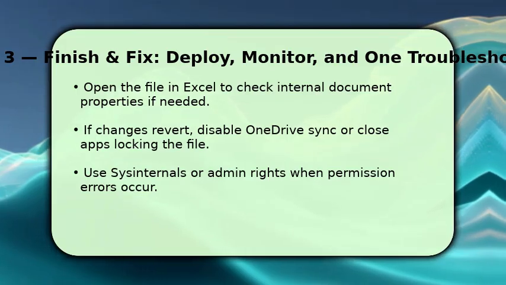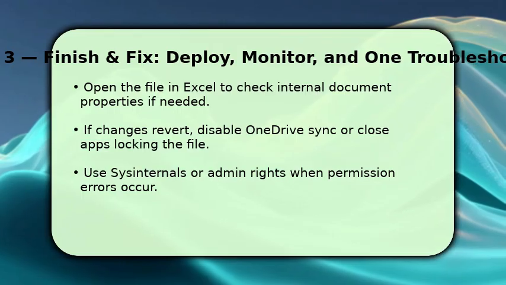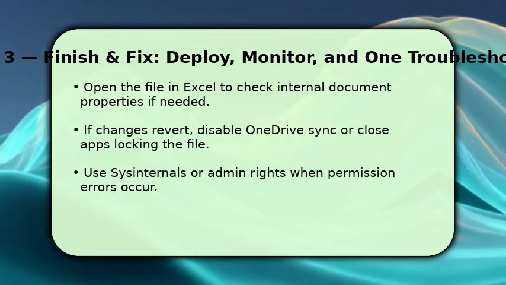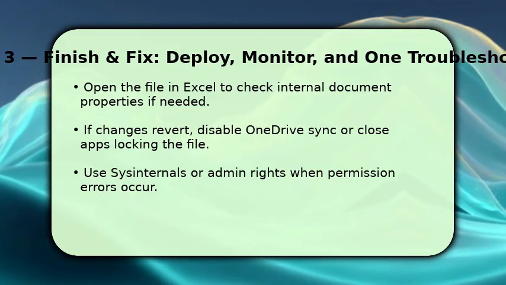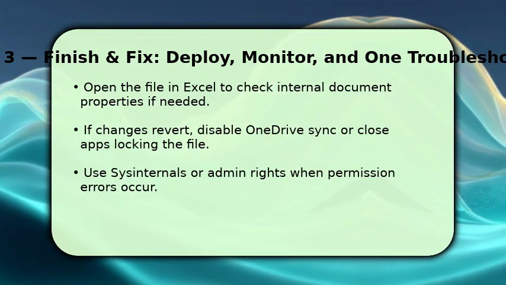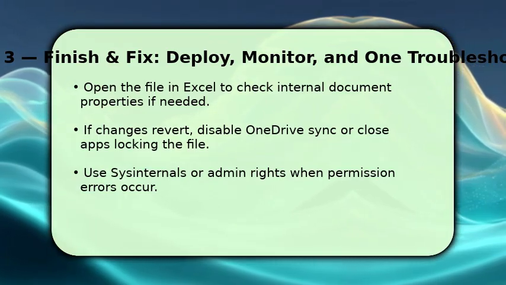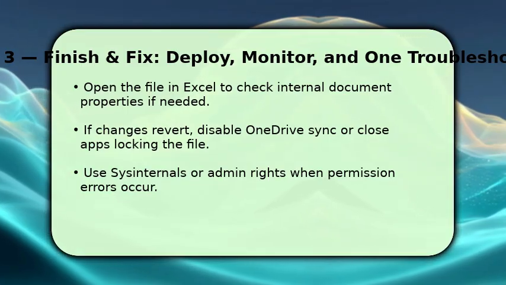If the timestamp reverts, make sure OneDrive or other sync services are disabled, and close any app that might lock the file. If you hit permission errors, run PowerShell as admin or use Sysinternals utilities to take ownership temporarily. Finally, keep the original backup until you confirm the system and applications reflect the new creation date.